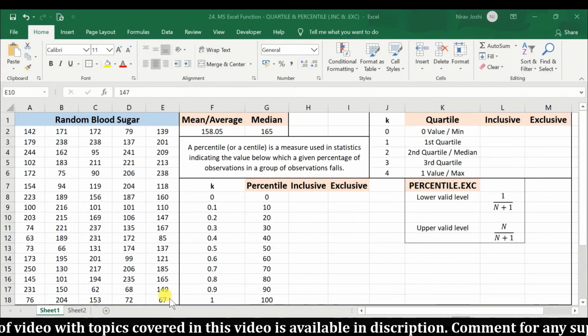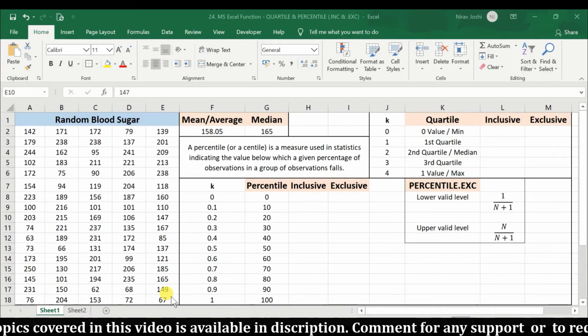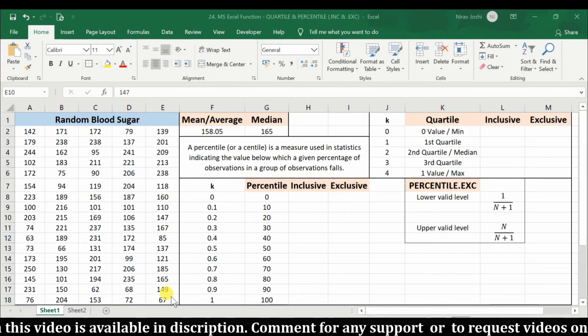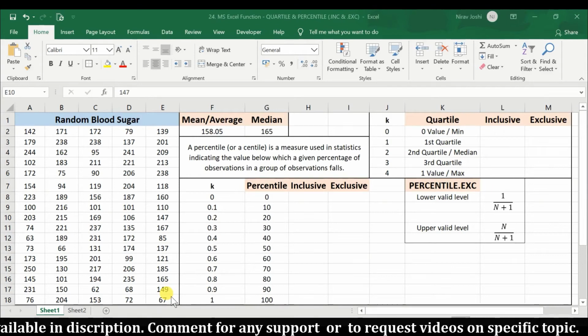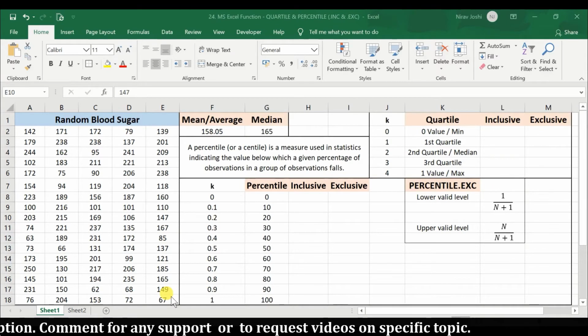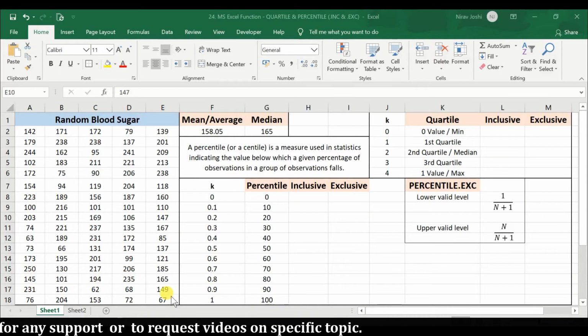So suppose we have 100 observation in a data set, then the 10th percentile value would be such that 10% observation, that is 10 observation, would be below that cutoff and 90% observation means 90 observation would be above that cutoff.